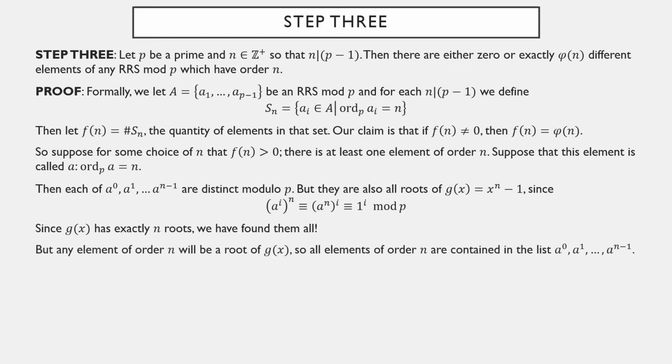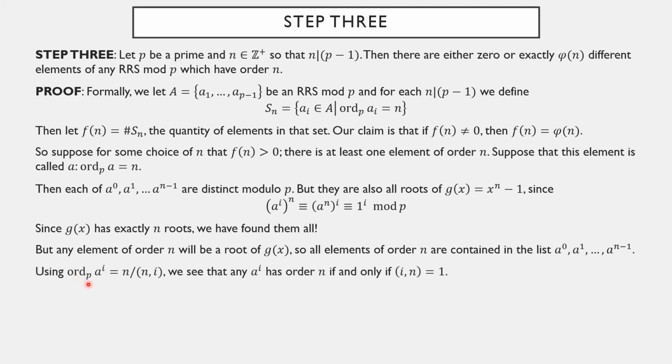However, any element of order n will be a root of this polynomial, because if I raise it to the nth power, I'll get out a 1 and then a 0 overall. So if something has order n, it has to be a root of this polynomial. This list exactly provides all roots of that polynomial. So anything that has order n must be in this list.